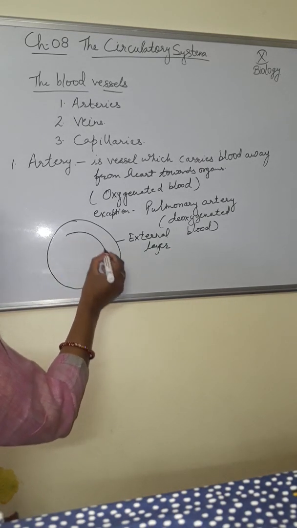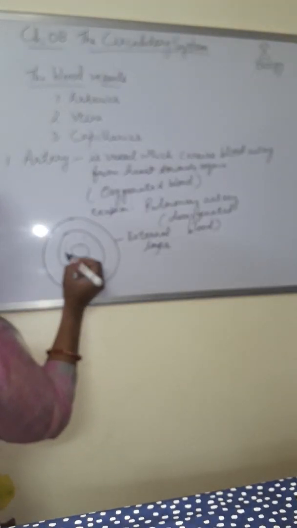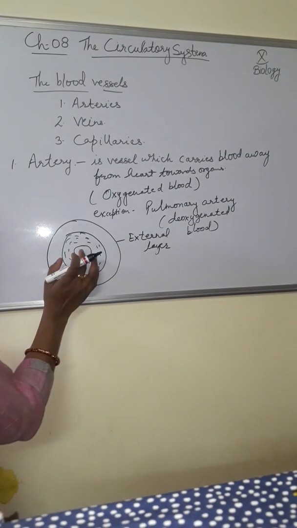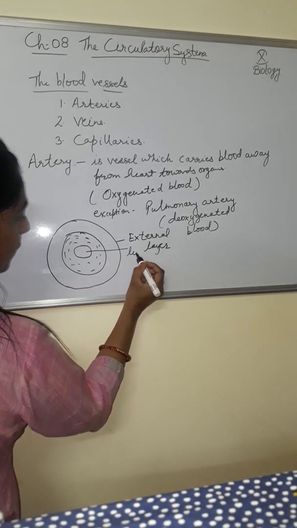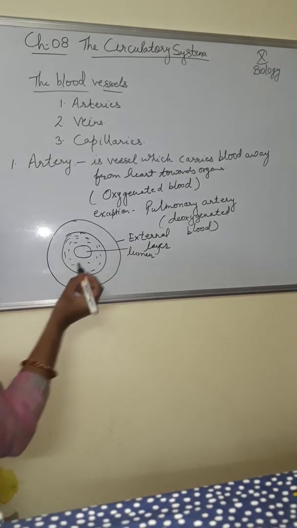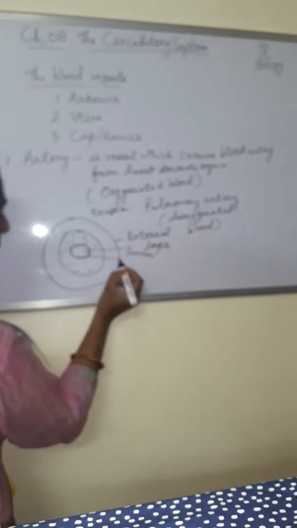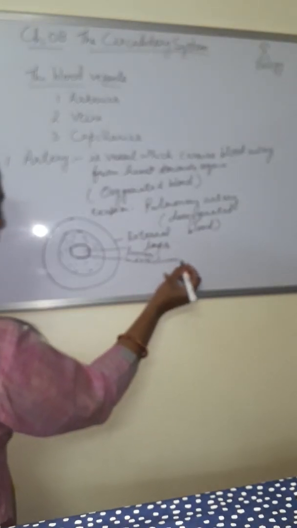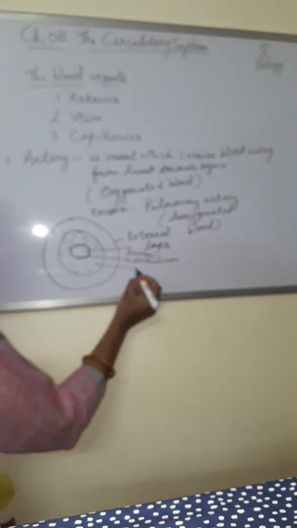Second one is middle layer. This one is middle layer, and this one is lumen. This one is middle part, and this one is narrow lumen in arteries. This one is lumen. Okay. And this one is endothelium layer. This layer, endothelium layer, and the middle layer has smooth muscles and elastic fiber. This one is middle layer.